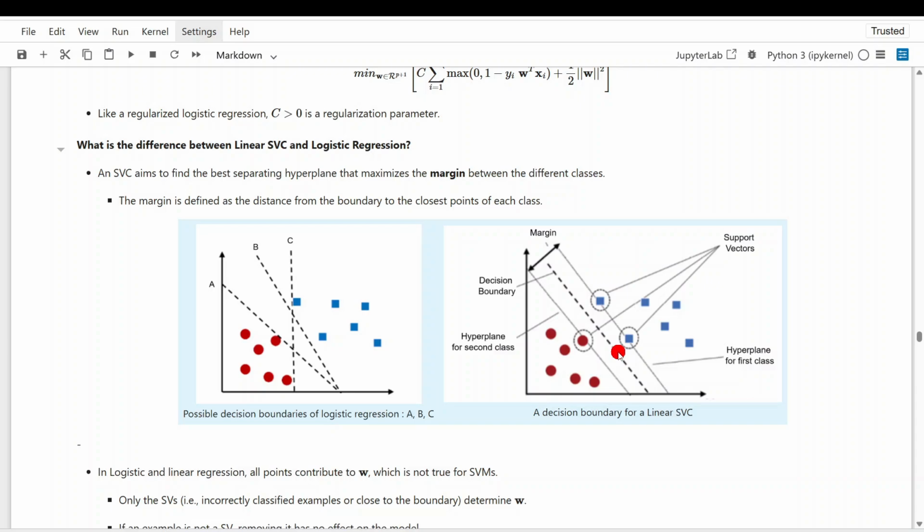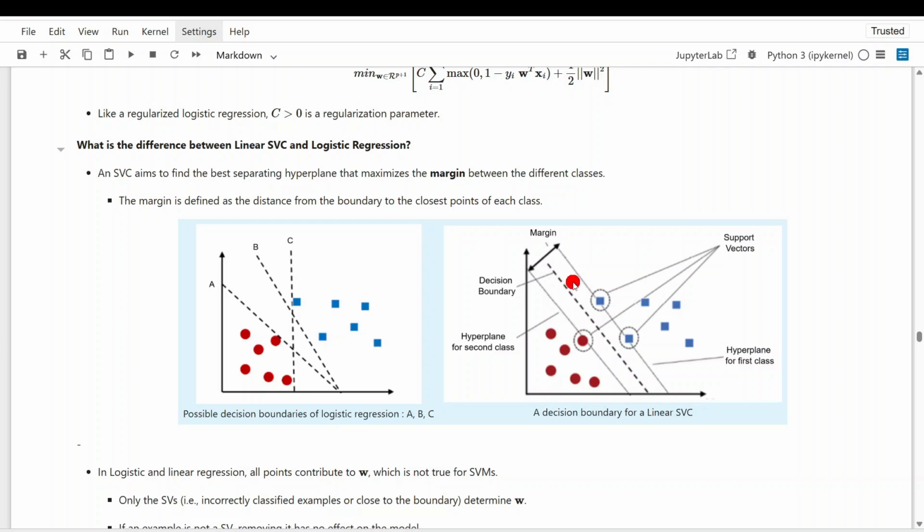Therefore, the difference between this linear support vector classifier and logistic regression is that the support vector classifier not only classifies the data, but it also classifies the data with the maximum margin, or by maximizing the margin between the different classes. So of these 3 decision boundaries A, B, C, this decision boundary could be better for making predictions.